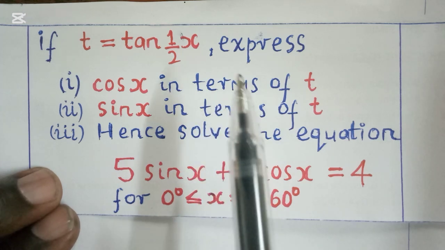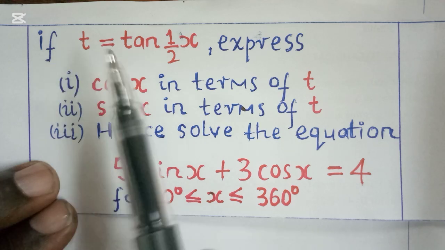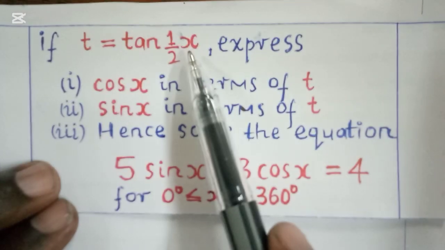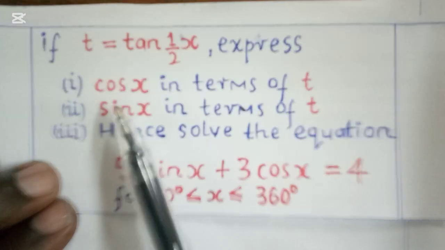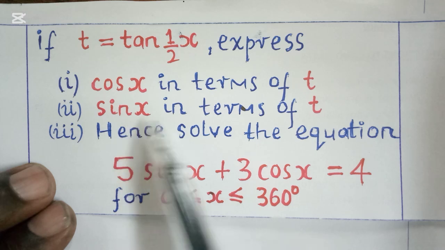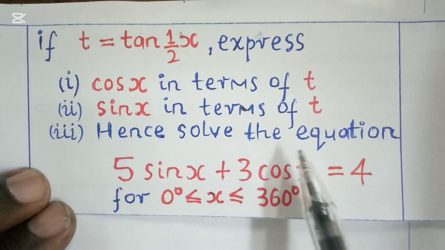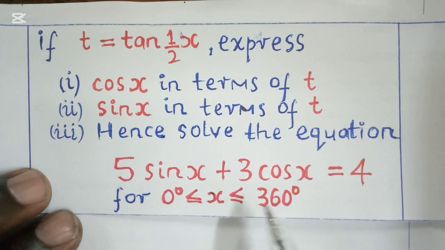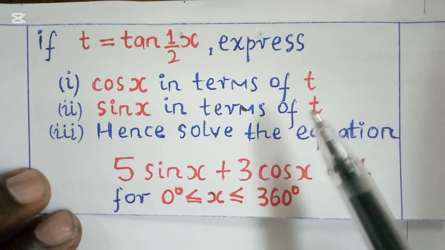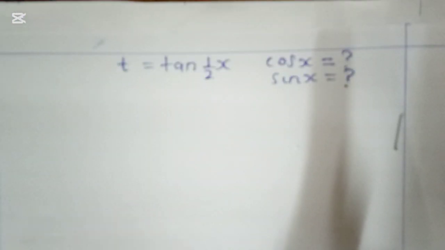Guys, let's look at this question and I'll first of all read it. If t is equal to tan half x, express (Roman 1) cos x in terms of t, (Roman 2) sin x in terms of t, (Roman 3) hence solve the equation, and here is our equation. So guys, let me first of all do Roman 1 and 2. And for that, I have put some information here.